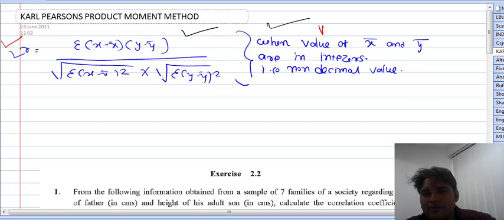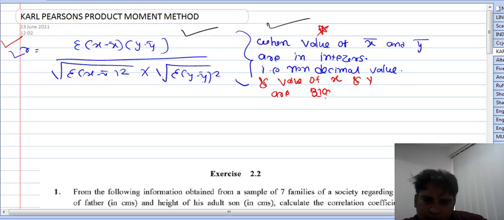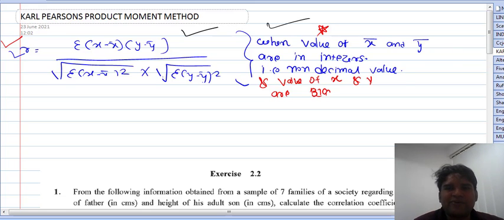Now very important, when will we use this formula? We will use this formula when the values of x bar and y bar are integers, that means non-decimal values. And one more thing, the values of x and y are big, right? So understand these two situations.